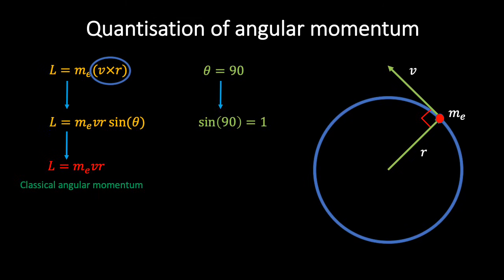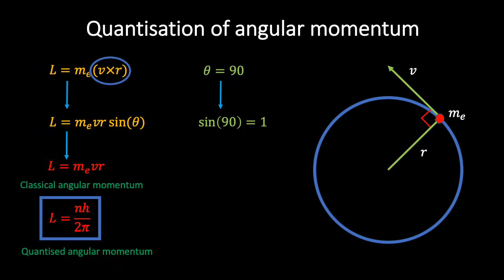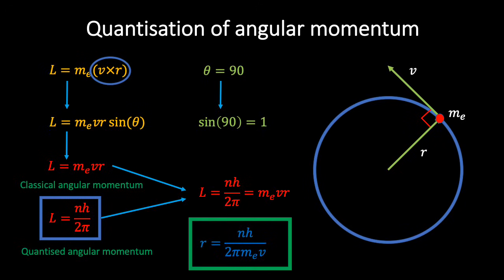Now, we see from this expression that according to classical physics, because the radius and velocity can vary continuously and take any value, so too can the angular momentum. However, Bohr proposed that the angular momentum of the orbiting electron is quantized in integer multiples of Planck's constant divided by 2 pi. If we combine the classical and quantum expressions for the angular momentum and rearrange for the radius of the electron orbit, we find the following expression.